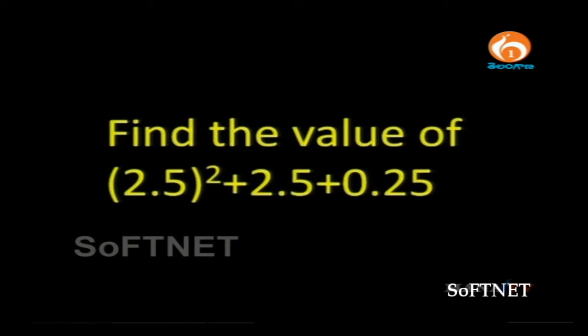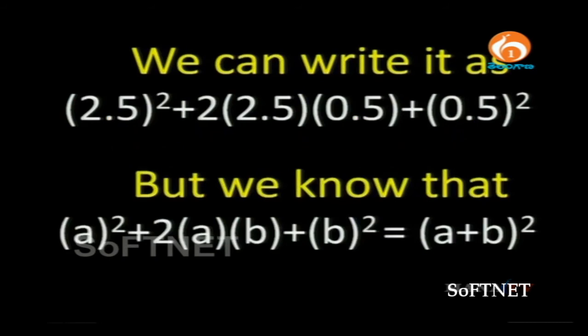Now one more problem. Find the value of 2.5 whole square plus 2.5 plus 0.25. How do we solve this? Is it possible for us to do the calculations quickly? We can solve this problem very easily and comfortably using the algebraic identity. Let us see. We can write it as 2.5 whole square plus 2 into 2.5 into 0.5 plus 0.5 whole square.